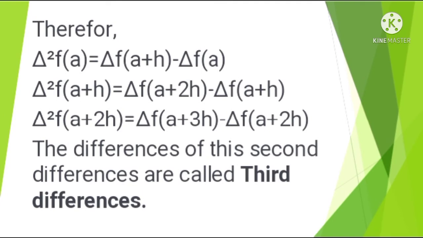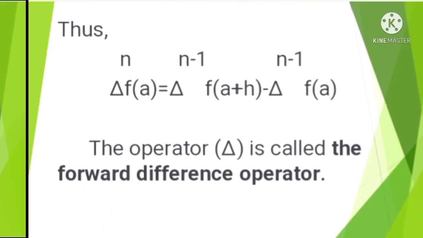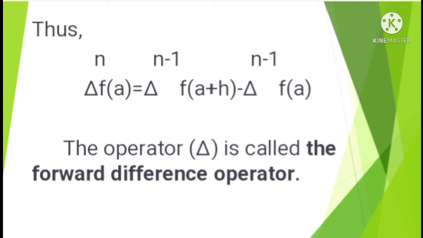Therefore delta square f of a equal to delta f of a plus h minus delta f of a, delta square f of a plus h equal to delta f of a plus 2h minus delta f of a plus h, delta square f of a plus 2h equal to delta f of a plus 3h minus delta f of a plus 2h. The differences of the second differences are called third differences.